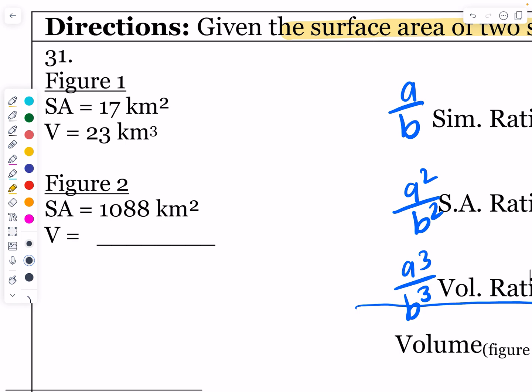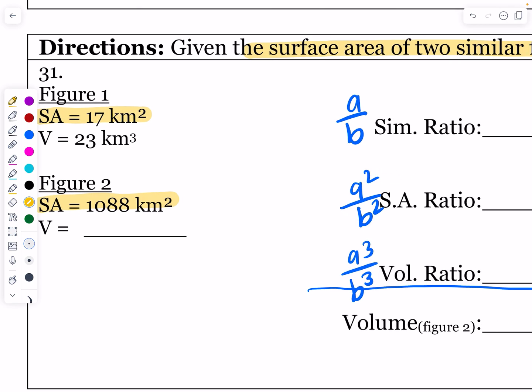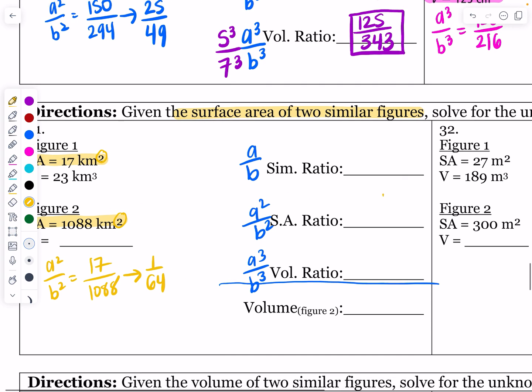So in figure 1, I don't know what shape it is, but I'm given the surface area of this one and the surface area of this one. And so what level is that? That's going to be level 2, which is surface area to the second power. So both of those to the second power. So that's going to be a squared over b squared. So I'm going to fill in 17 over 1088. We can simplify that as a fraction, I believe. That is 1 over 64. So I'm going to fill that in for level 2 surface area ratio. 1 over 64 is my surface area ratio.